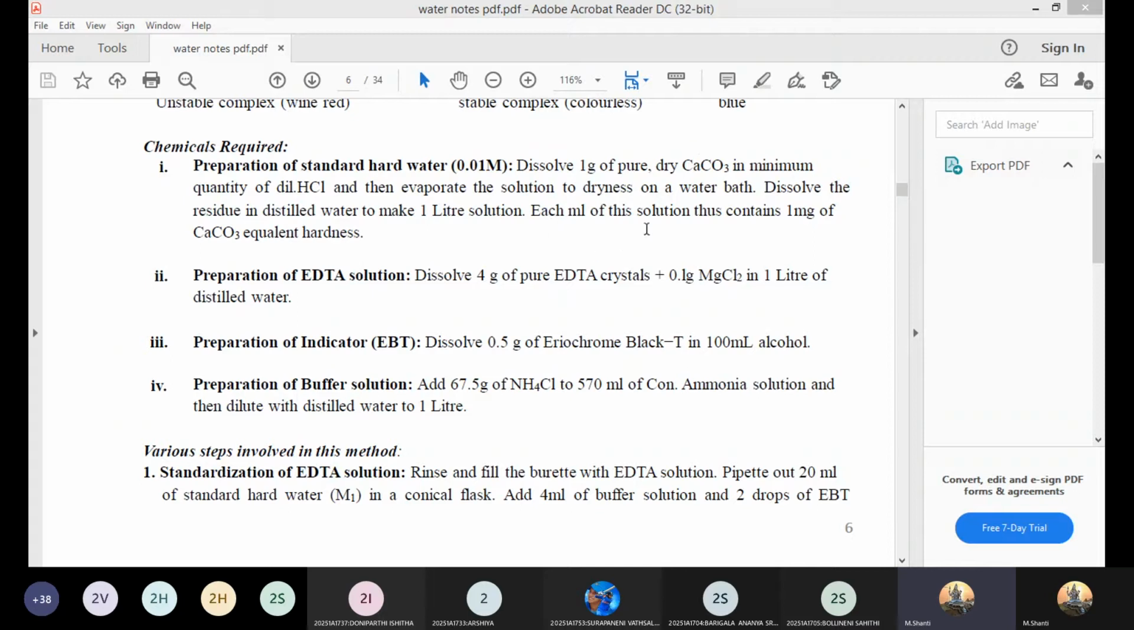Okay, now the standard solution you have prepared for calcium carbonate, here you can see each ml of this solution will contain 1 milligram of calcium carbonate equivalent hardness. So this is the procedure you have to follow for preparing a calcium carbonate standard hard water.